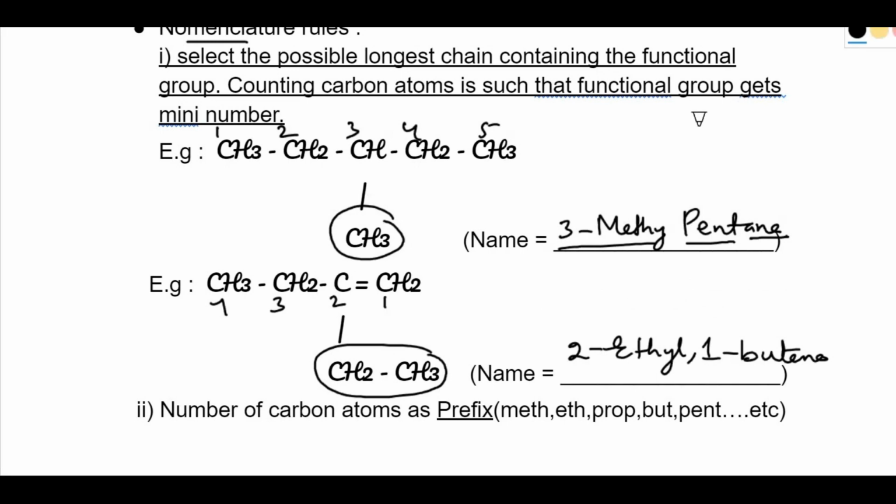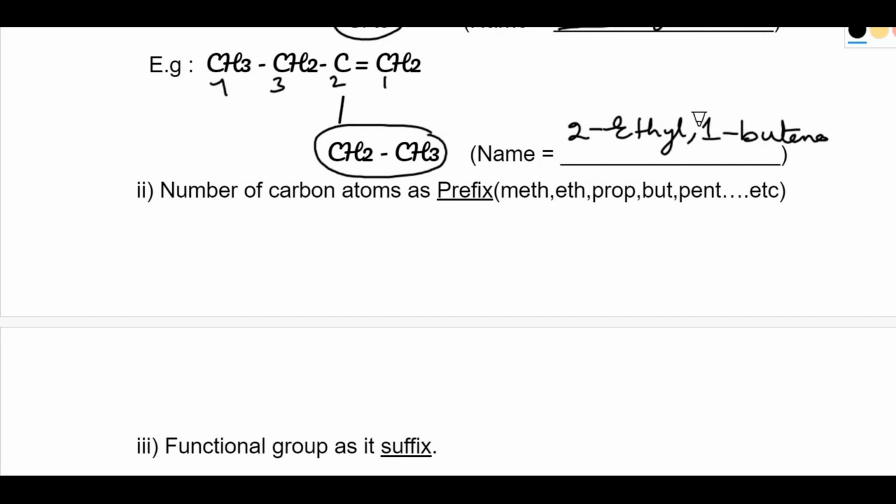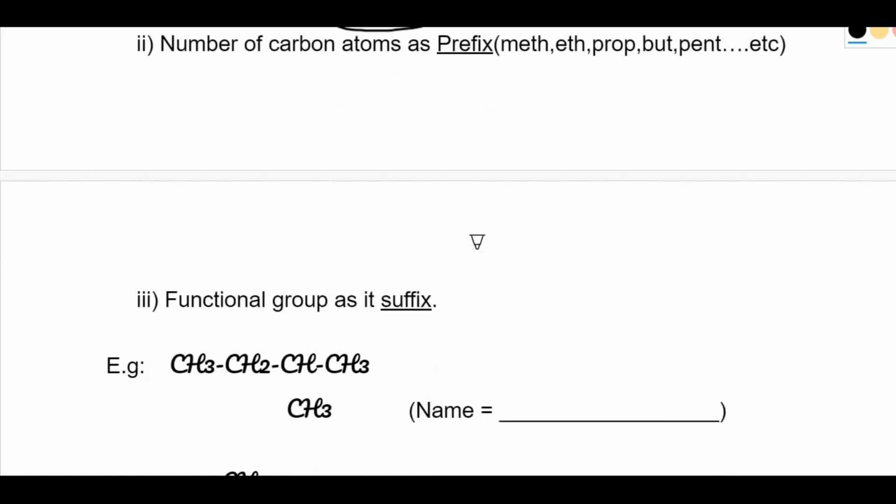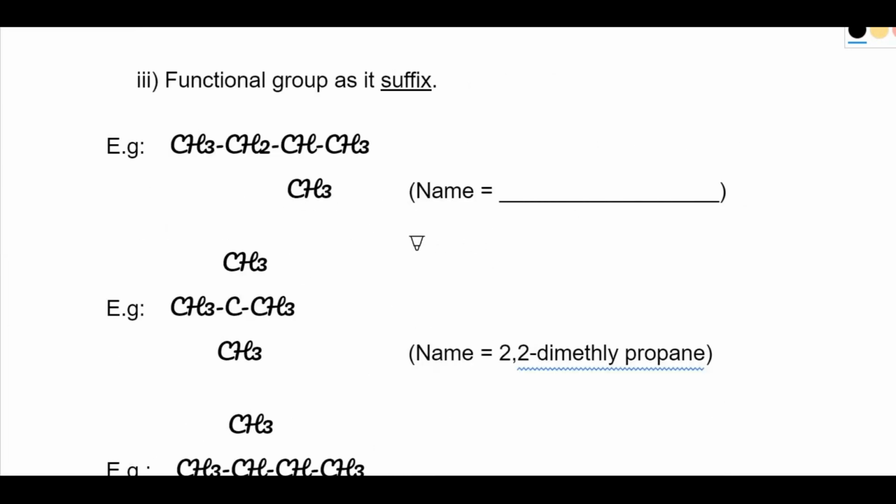Let's move on further. The number of carbon atoms, prefix is meth for 1 carbon, eth for 2 carbons, prop, but. Okay, so like that 3, 4, 5 like that. The functional group is always the suffix. So here, how do you name this? Very simple. It's 2-methylbutane.